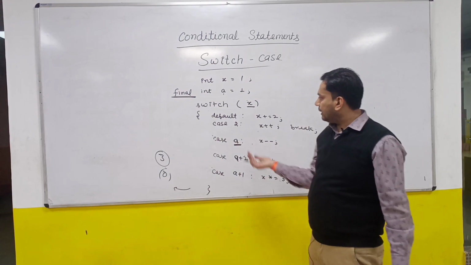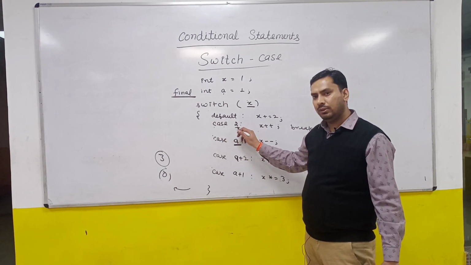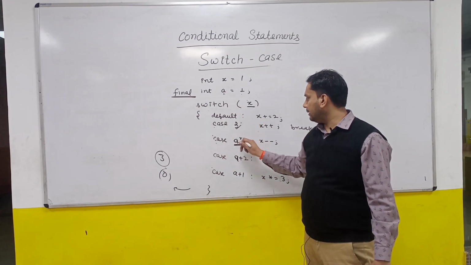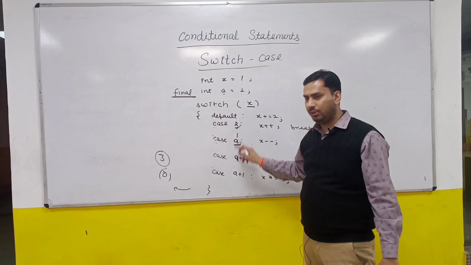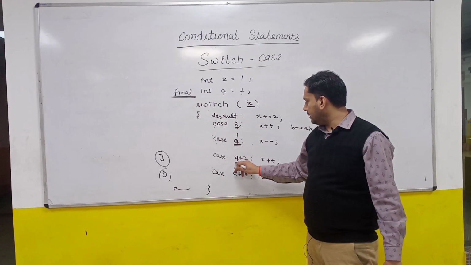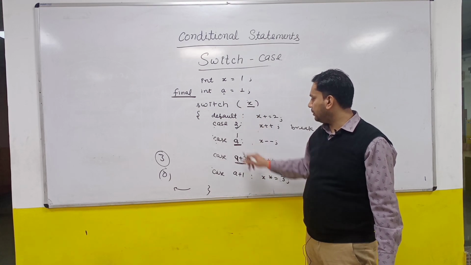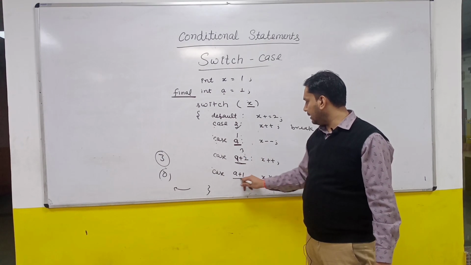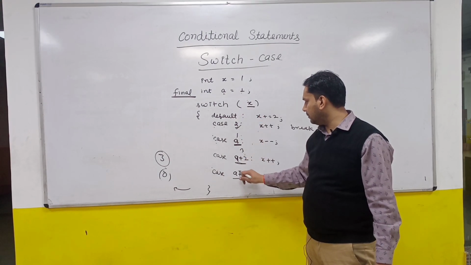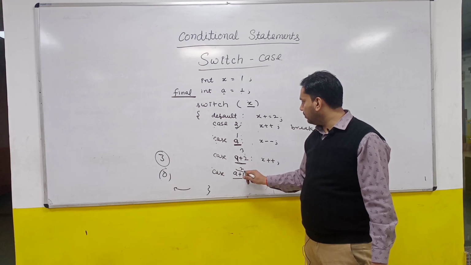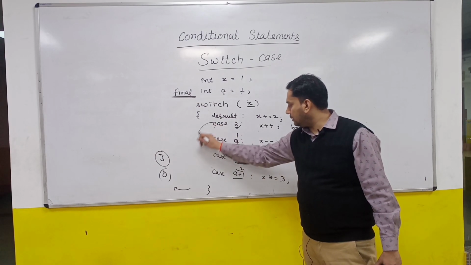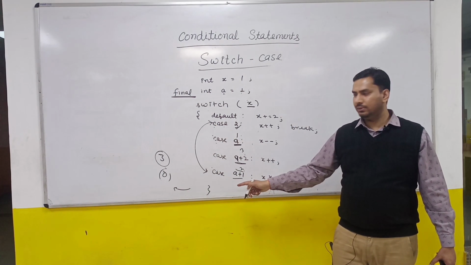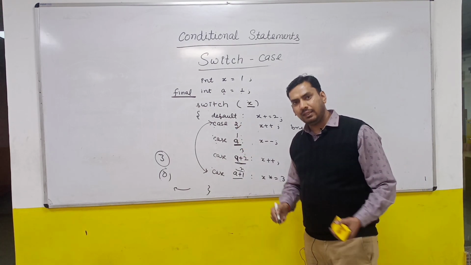So no problem. Now check the case values. Case 2. It's okay. Case value is a constant. Case A is a constant, but it is case 1. So it is also okay because no duplicate case. Then case A plus 2. A plus 2 means 1 plus 2, 3. So case 3, 2, 1, 3, unique case value. Then case A plus 1. A is 1, 1 plus 1. It returns 2. So case 2, this is a duplicate case. So this is going to give you a compilation error, duplicate case value.